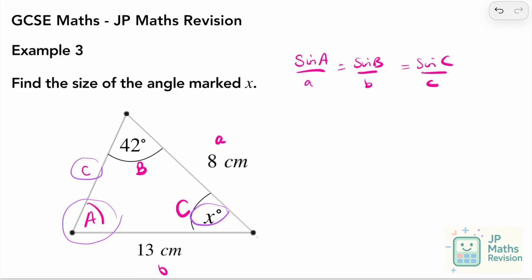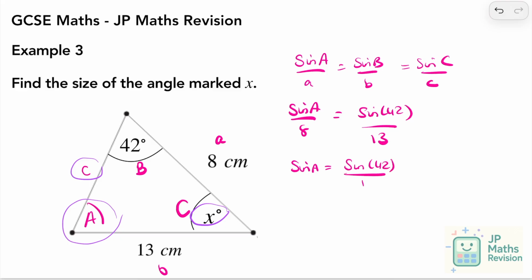And then at that point, we would have two angles, so we could just add them together and subtract them from 180 to work out the third angle. So if I do that, I would end up with sine A over 8 equals sine 42 over 13. So to work out what sine A is, I'm going to multiply both sides by 8. So I have sine 42 over 13 times 8. And if I want to find out what A is, I need to do sine inverse of whatever that is. So if I type that all into my calculator, I end up with 24.3 degrees.